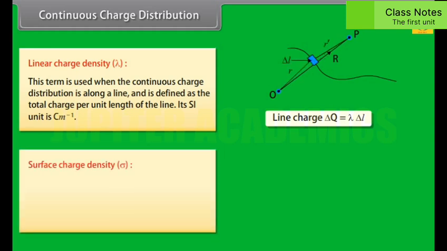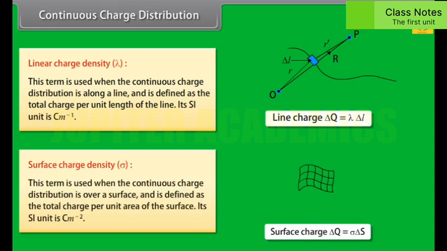Surface charge density, sigma. This term is used when the continuous charge distribution is over a surface and is defined as the total charge per unit area of the surface. Its SI unit is Coulomb per meter square.